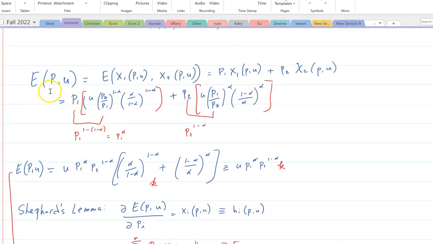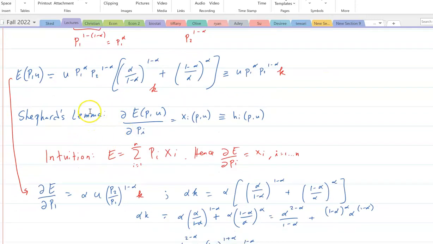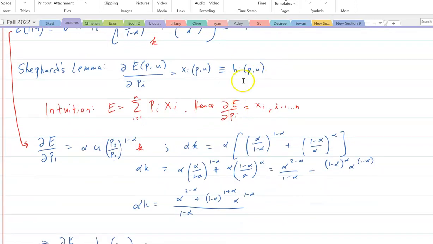Now, let's look at Shephard's lemma. If you take the expenditure as a function of p and u, and you take the partial derivative with respect to prices, you should get the Hicksian demand. The intuition is really simple: E is just the summation of price times x. So if you take the partial derivative of E with respect to p_i, you will have x_i. That's how you can remember Shephard's lemma.